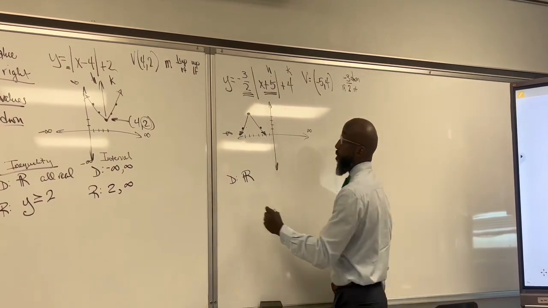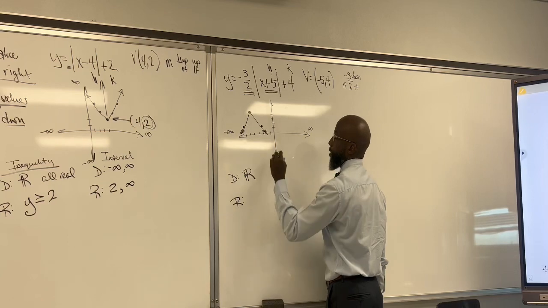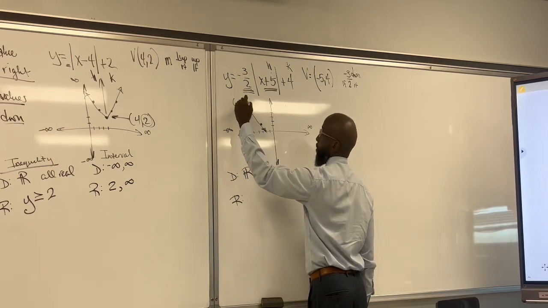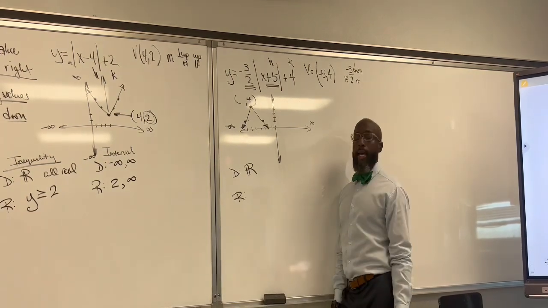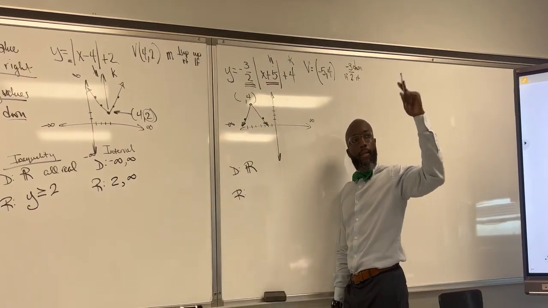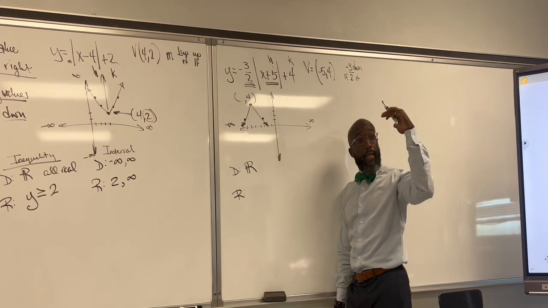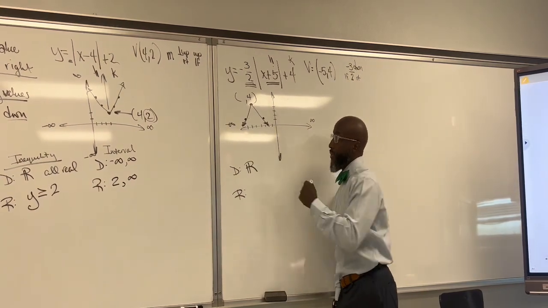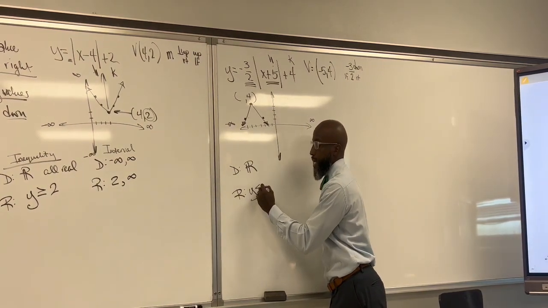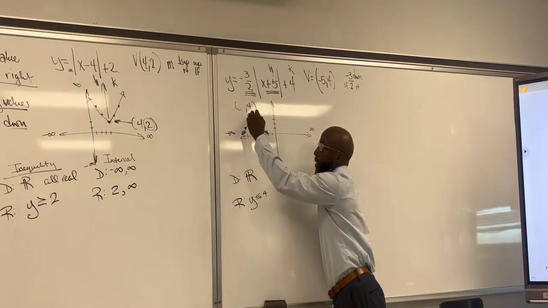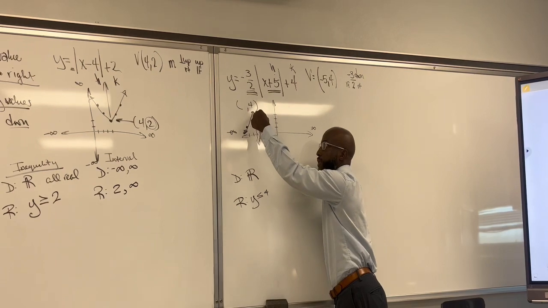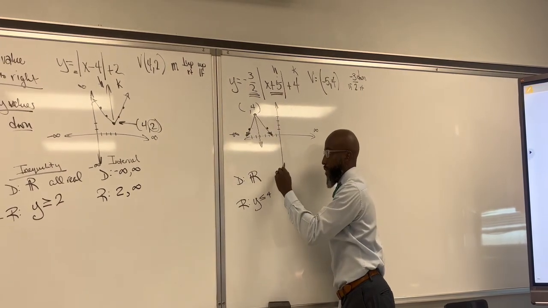Okay? The range, however, is going to start at 4. Right? So it's going to start at 4. And is it going up or down? Up. So we need numbers less than 4. Right? So it's going to be y is less than or equal to 4. Everybody see that? Because underneath 4 is 3, 2, 1, and it keeps going to negative infinity.